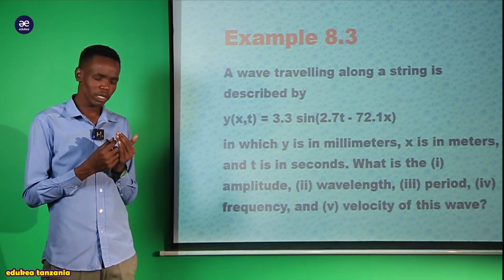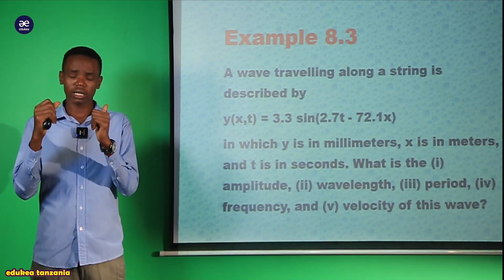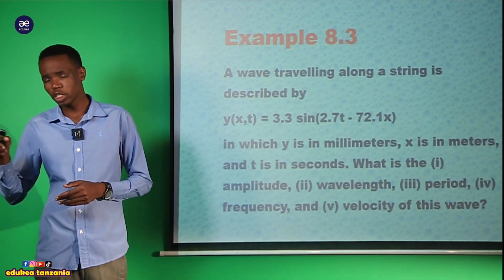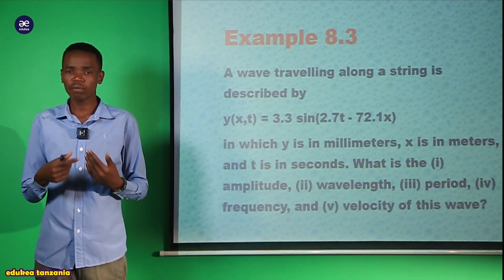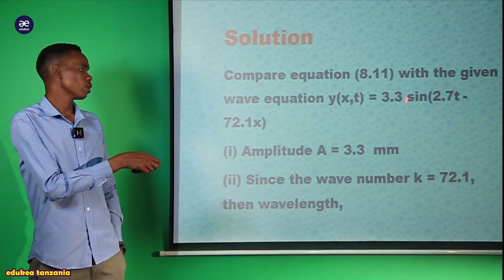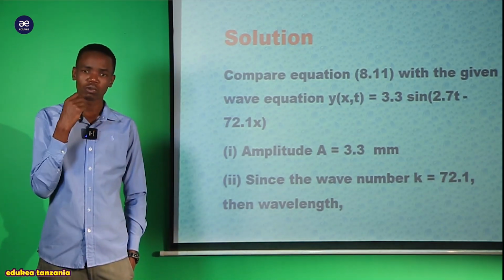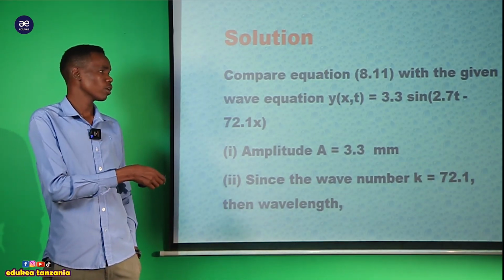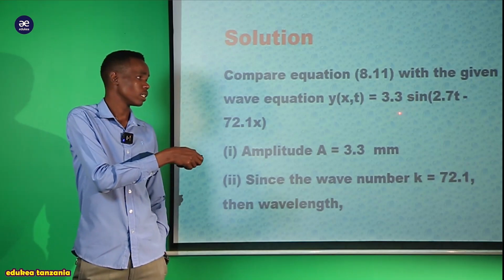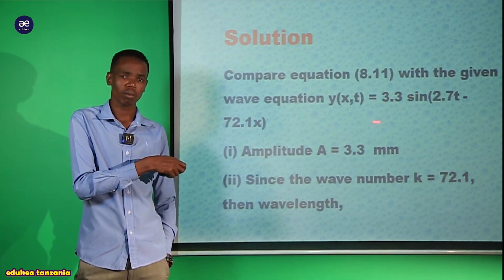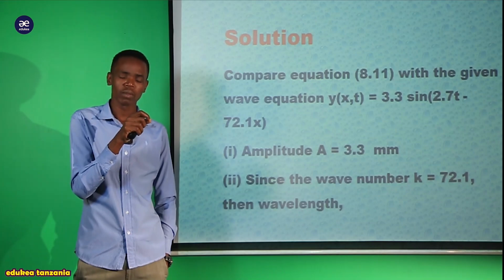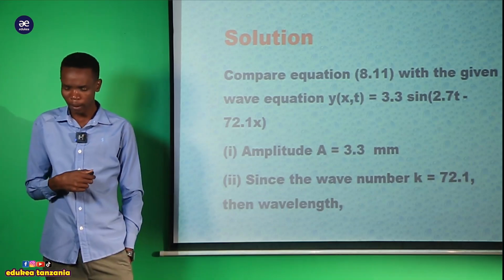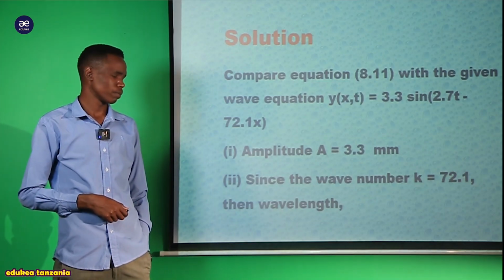Here we should solve this by recalling the formula of the displacement when the particles are moving from left to right, and then make a comparison with our formula, going back to equation 8.10. The formula says that the displacement y at x, t is equal to a sine. Therefore, if we make the comparison, we obtain that the amplitude is equal to 3.3.